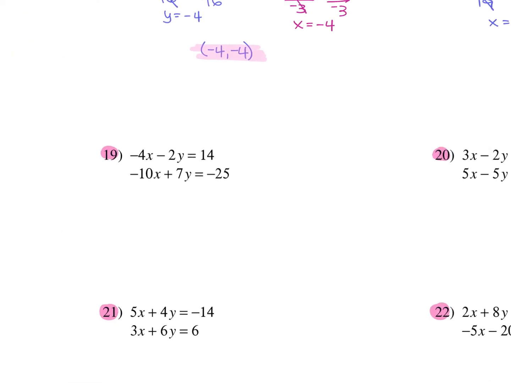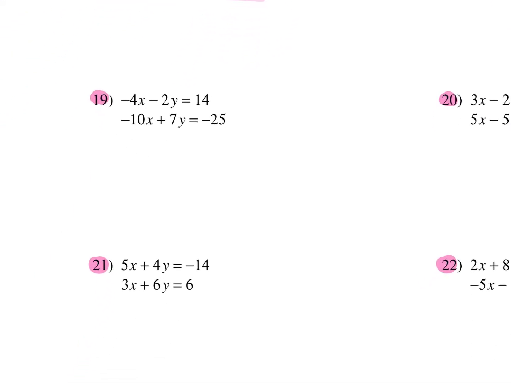For the next one that we have is 19. You have negative 4x minus 2y is equal to 14, and negative 10x plus 7y is equal to negative 25. This one, you're going to have to multiply both equations by something in order to get rid of either your x's or your y's. The 4 and the 10, what's your least common multiple? 20. The 2 and the 7, what's your least common multiple? 14.